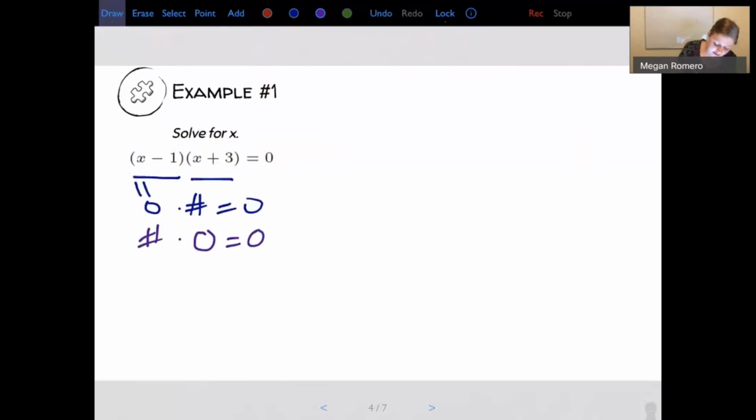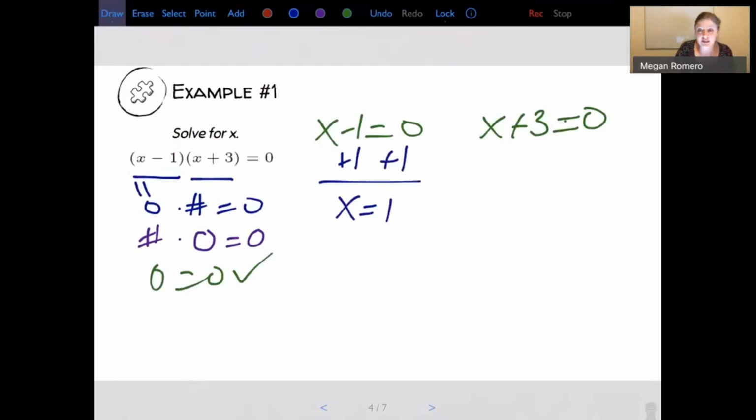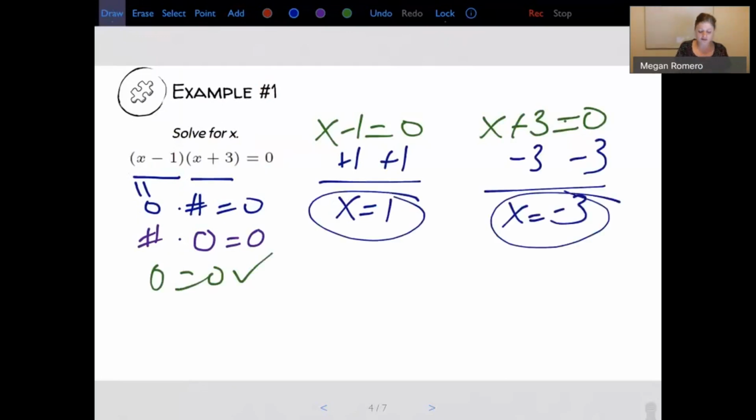So first, this is already factored for us. We take x minus 1 and set it equal to 0. And then we also take x plus 3 and set it equal to 0. Because as I mentioned, if either one of them is 0, the product of the two is going to be 0. And we'll have 0 equals 0, which is what we want. Okay? x minus 1 equals 0, add 1 to both sides, and we get x equals 1. x plus 3 equals 0, subtract 3 from both sides, and we get x equals negative 3. So these are our two answers.